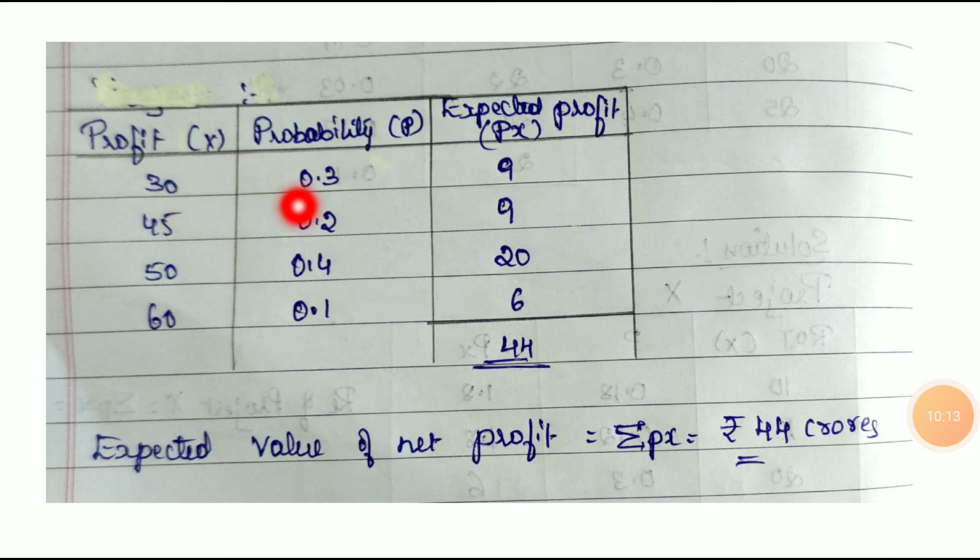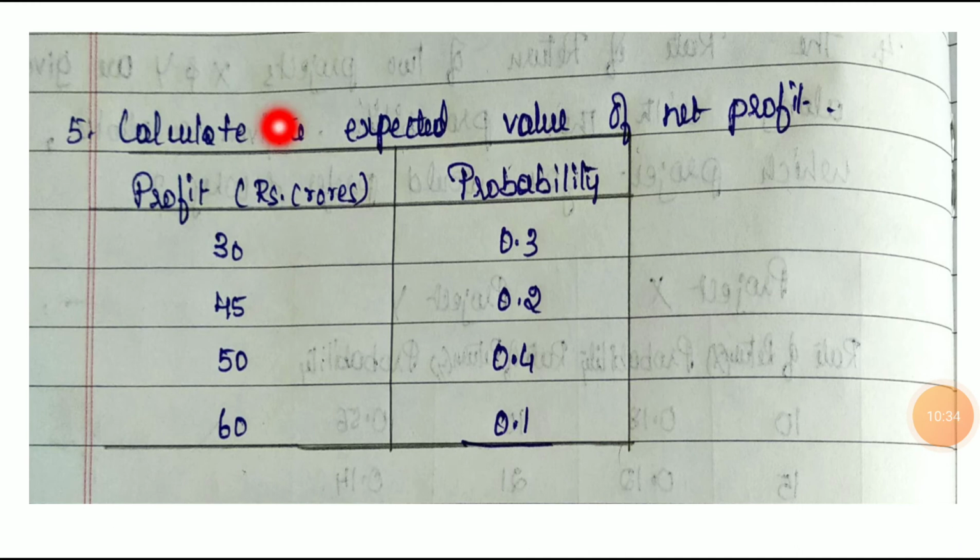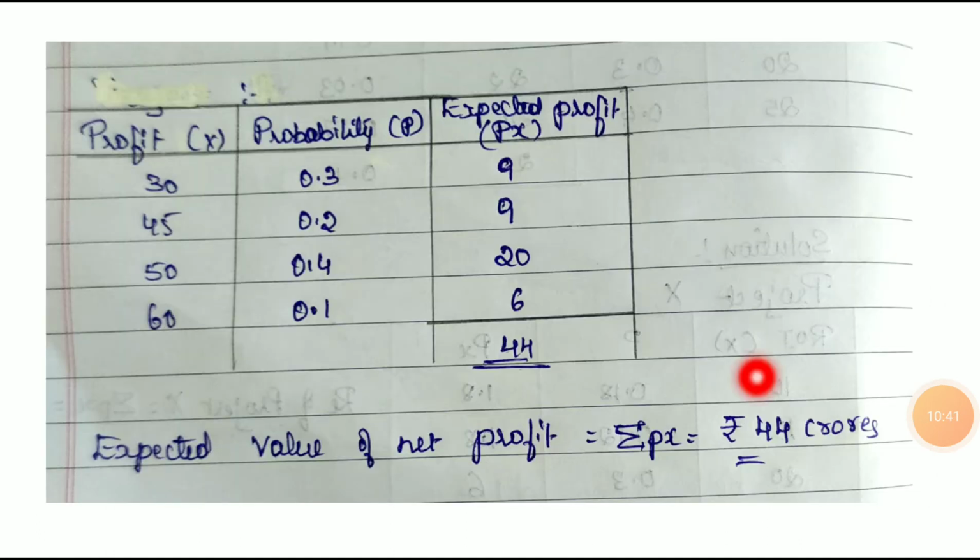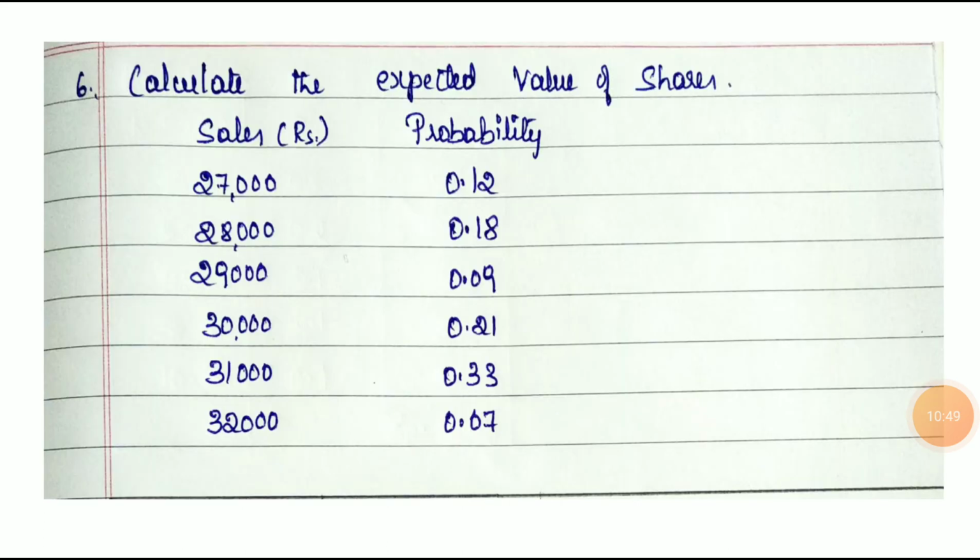So 30 into 0.3 it is 9, 45 into 0.2 it's 9, 50 into 0.4 it is 20, then 60 into 0.1 it is 6. Total expected profit is 44 crores. Here we are not writing it in percentage because the profit is given in crores and not in percentage. That's why in the final answer we are not writing it as a percentage; we are writing it in rupees, that is in crores.